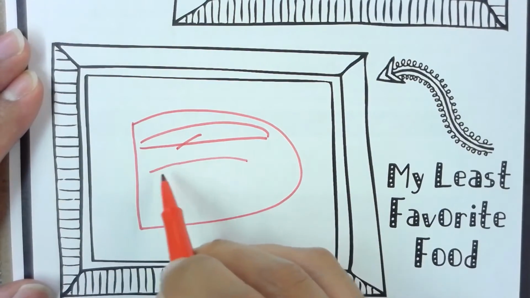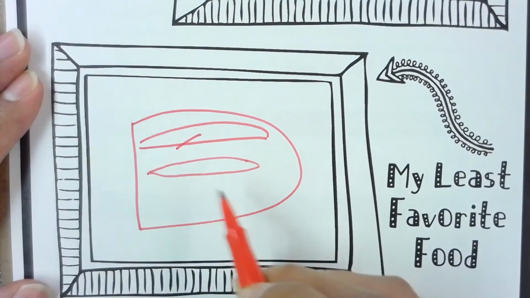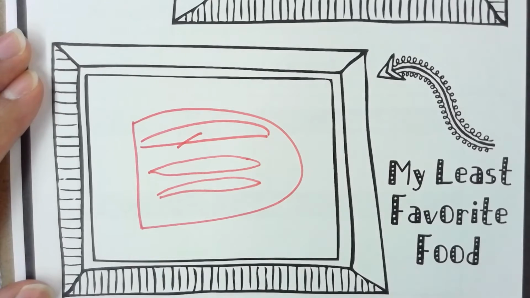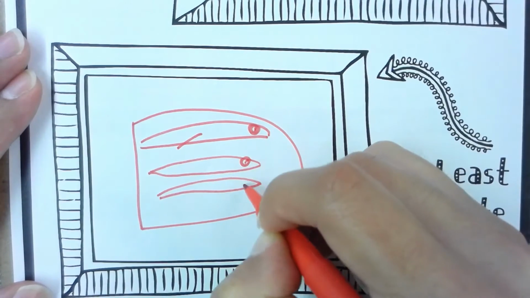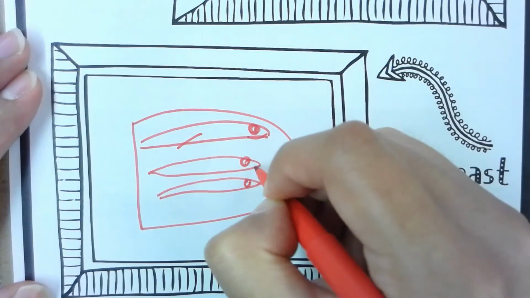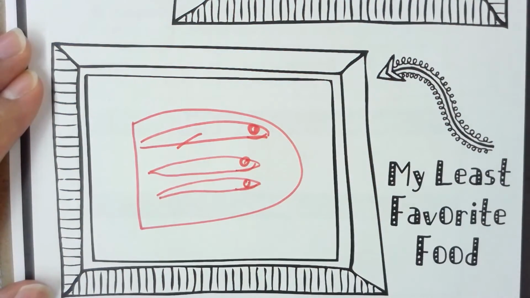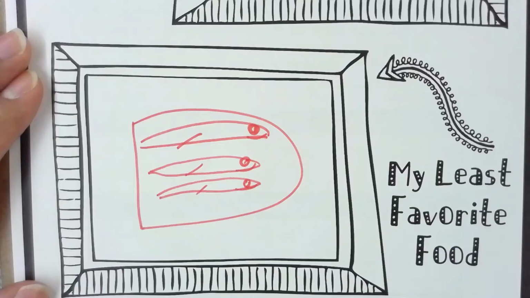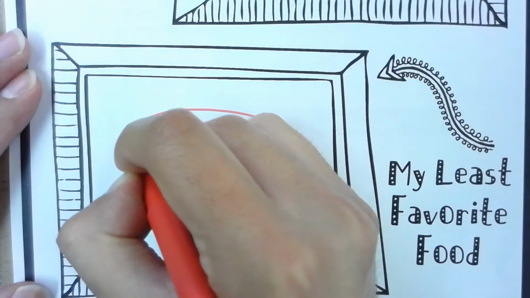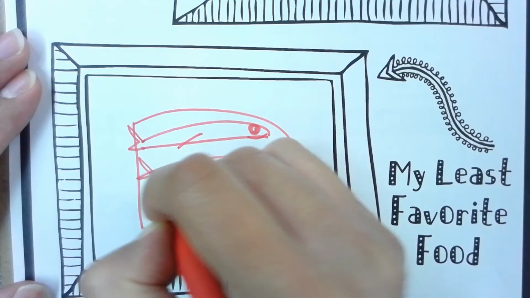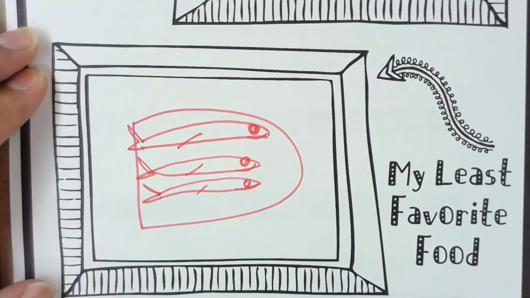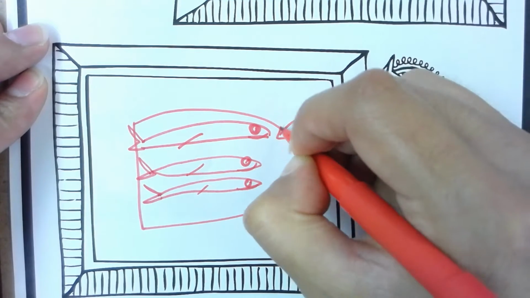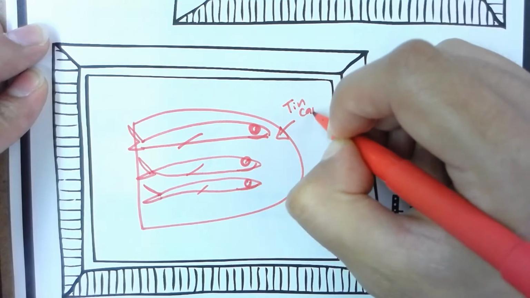And mind you, I'm not an artist of any kind. So now I'm going to draw their eyes, and then their mouth, and then I need to draw their little fins, and then I need to draw their little tails. So these are my little sardine friends. So then I would label, this would be the little tin can.